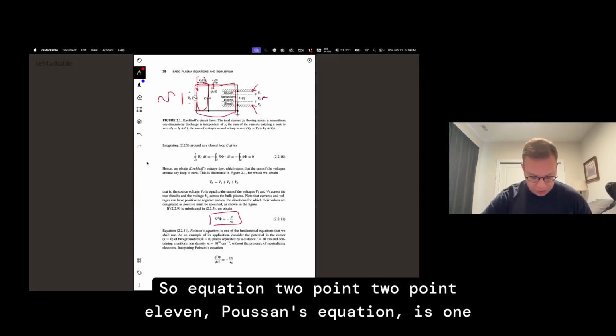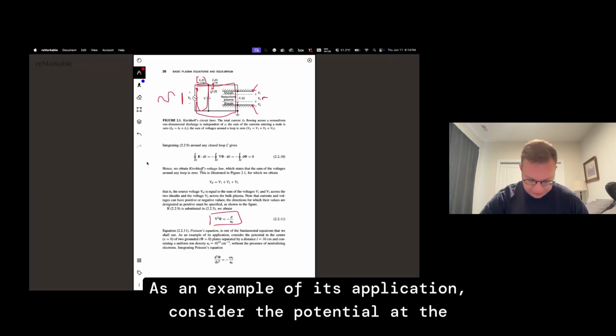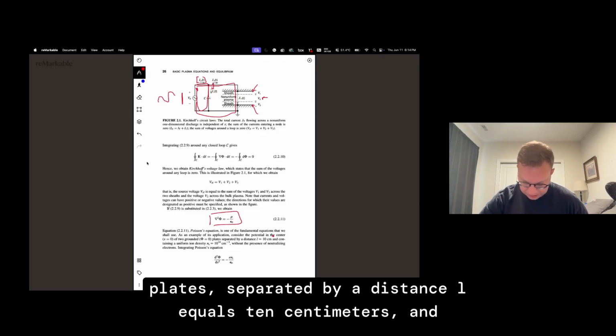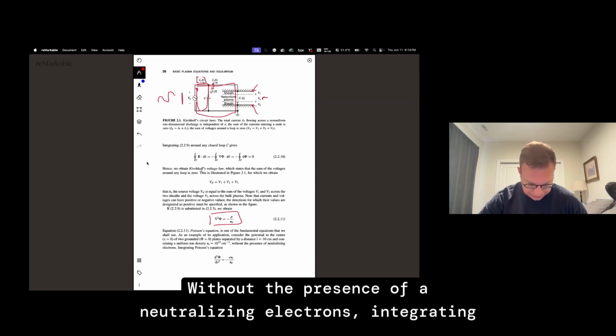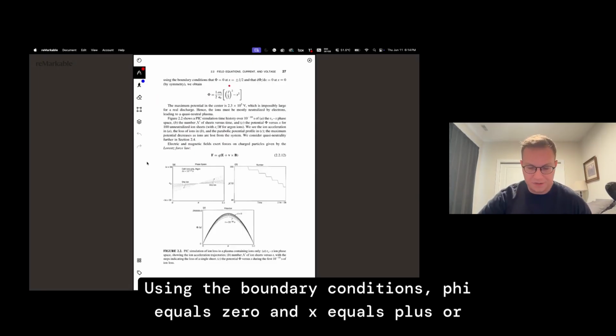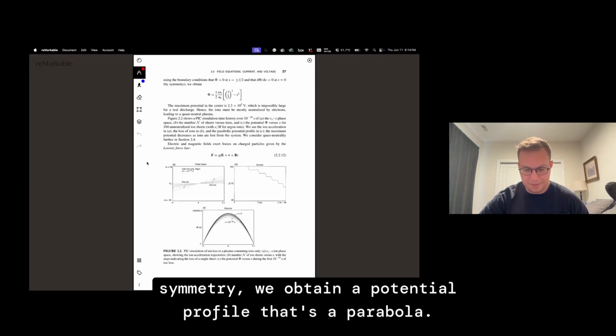Equation 2.2.11, Poisson's equation, is one of the fundamental equations that we shall use. As an example of its application, consider the potential at the center, x equals 0, of 2 grounded, phi equals 0 plates, separated by a distance L equals 10 centimeters, and containing a uniform ion density, without the presence of neutralizing electrons. Integrating Poisson's equation using the boundary conditions, phi equals 0 at x equals plus or minus L over 2, and d phi dx equals 0 at x equals 0 by symmetry, we obtain a potential profile that's a parabola.